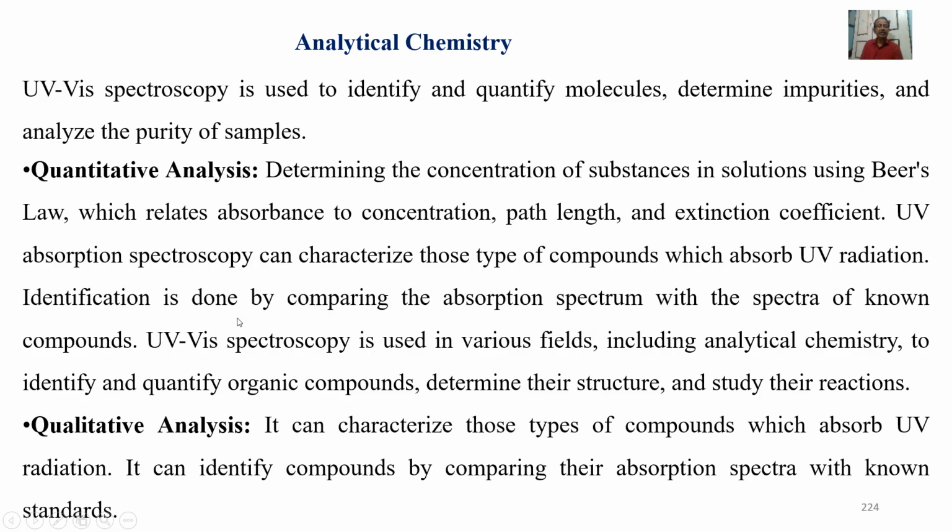Identification is done by comparing the absorption spectrum with the spectra of known compounds. UV spectroscopy is used in various fields, including analytical chemistry, to identify and quantify organic compounds, determine their structure, and study their reactions.